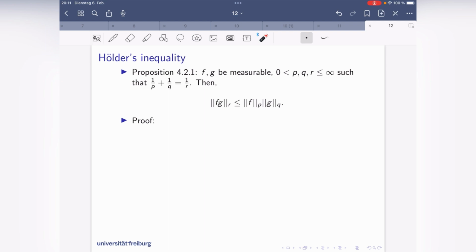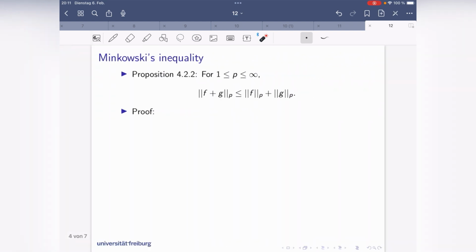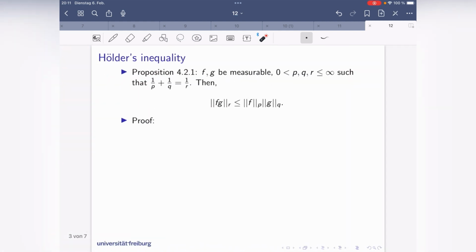And that's the following. While the triangle inequality deals with the sum of two functions, Hölder's inequality deals with the product of two functions. And here we have a funny relationship, 1 over p plus 1 over q equals 1 over r. Here's the r on the one side, and p and q are on the other side. And then Hölder's inequality claims that this inequality here holds. Let's try to prove this.